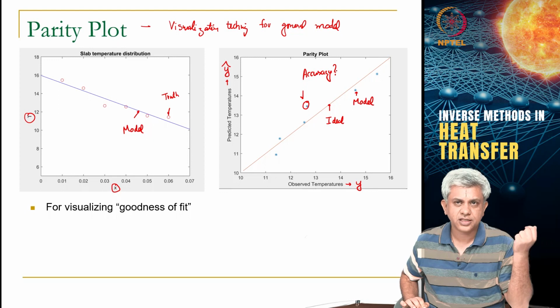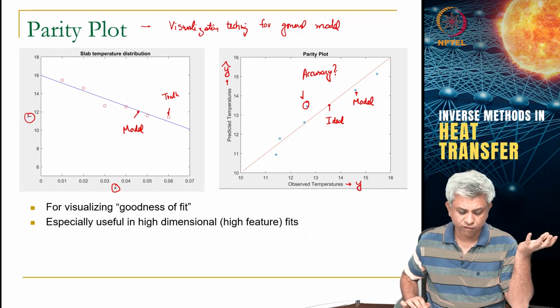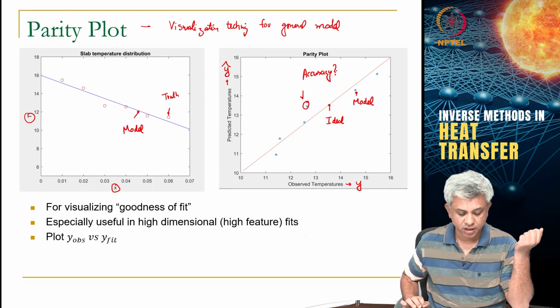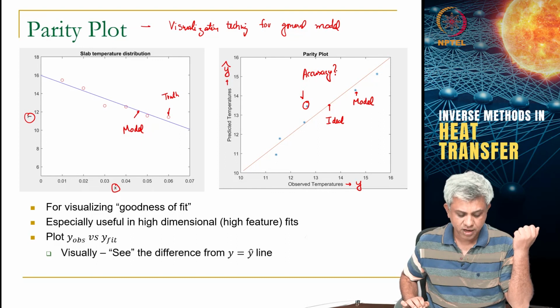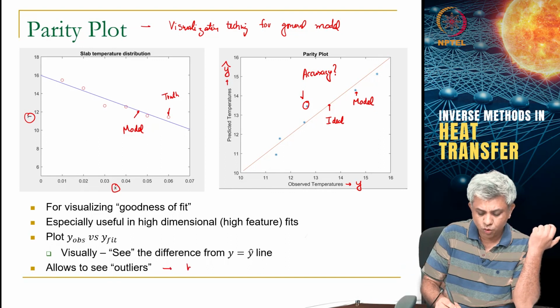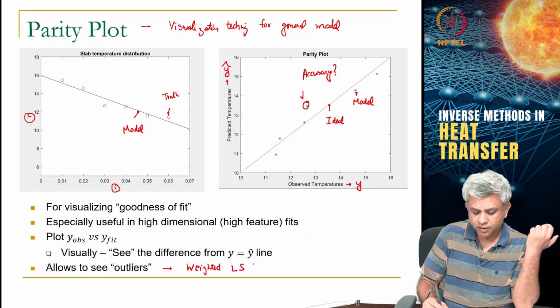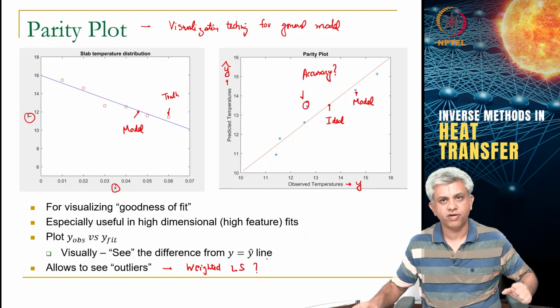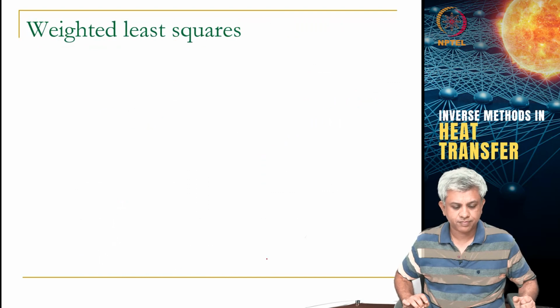Okay. So, as I have mentioned here, it is useful for high dimensional or high feature cases. You plot y versus y hat and you can visually see the difference, and it allows you to see outliers, and perhaps you can move to weighted least squares if required, I mean if we find something off.